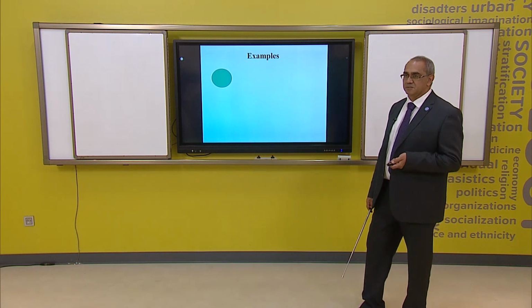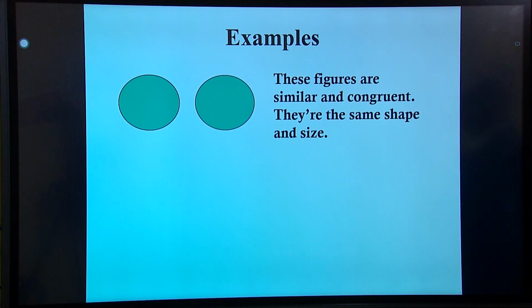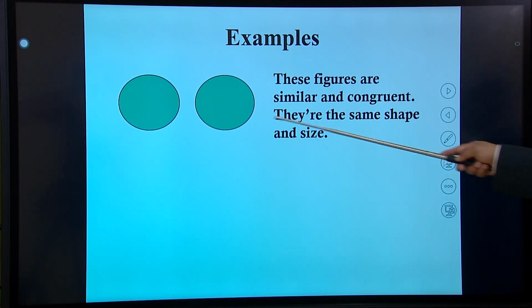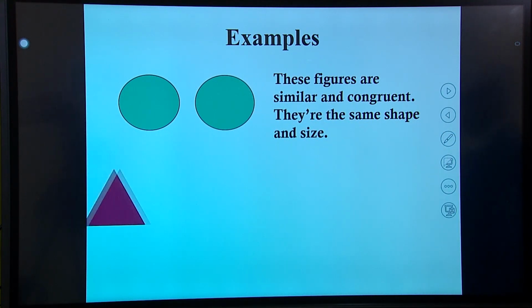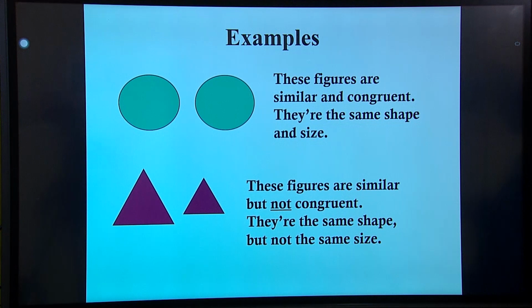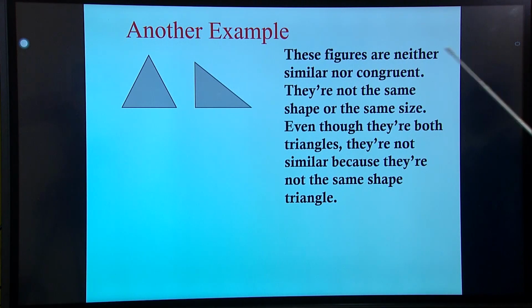Let's have a look at a few examples. There we have 2 balls. They look the same size, the same shape, so they are similar. Congruent, they are identical. So let's have a look at these triangles. They have the same shape, so they are similar. They are not the same size, so that means they are not congruent. All right? Hopefully that's fairly straightforward. Another example. Let's look at those two triangles. Different shape, right? Different size, so they're not similar and not congruent. Okay?